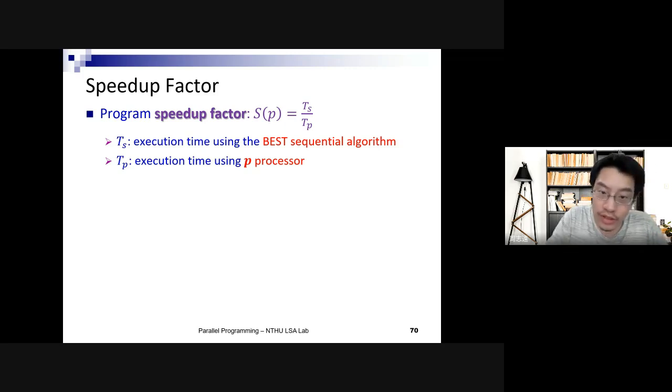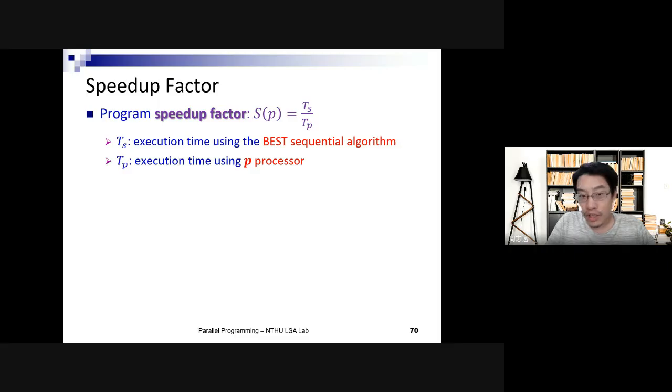But normally we should see a result larger than 1. And of course, you can tell that the higher the better, which means you get more speedup. And notice that the sequential time here supposedly should be the time you get from the best sequential algorithm. However, in practice, you may not even know what the best sequential algorithm is, or it may be hard to implement one. Sometimes we just try to pick the best sequential code for evaluation.